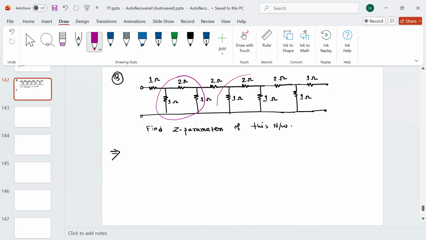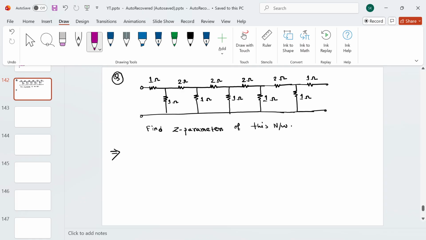Here you have one more delta. Like that, you have to convert the delta into star, and again the star to delta. Like that, you can simplify, but it is too time consuming also. So what can be the other ways to do that?